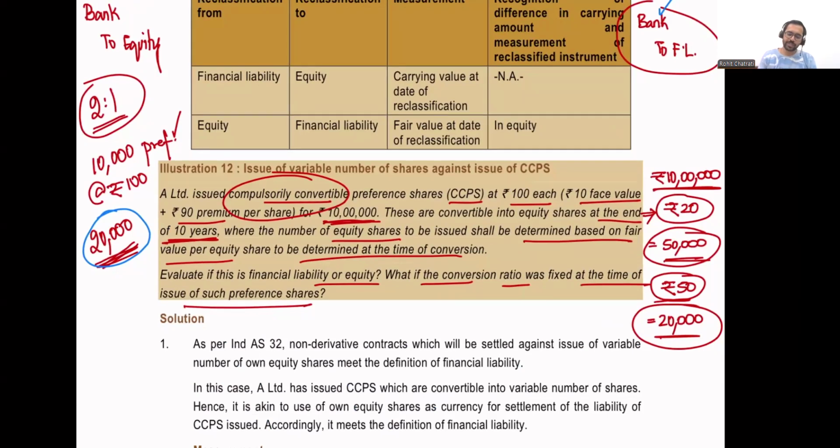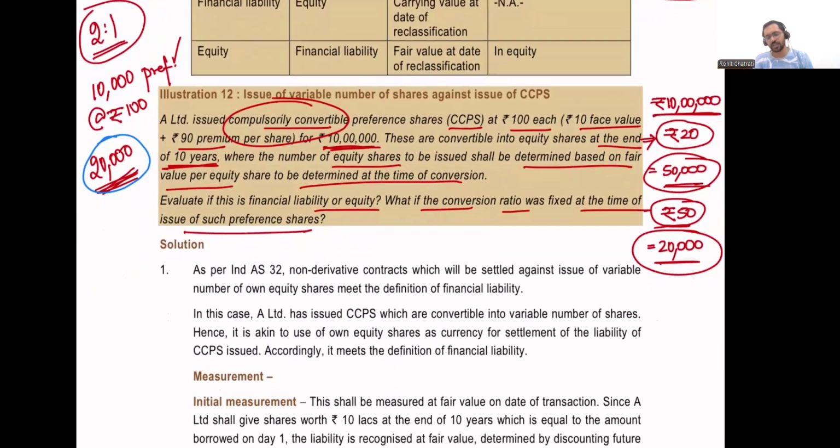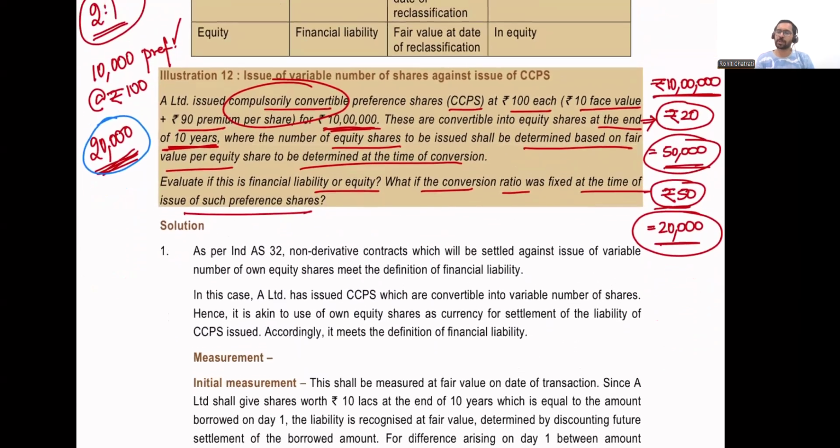The journal entry for which will be bank account debit to equity of 10 lakh rupees. So that is the principle. Obligation to issue a variable number of equity shares is a financial liability. Obligation to issue a fixed number of equity shares is an equity instrument itself. All right. So with that, we're done with illustration number 12.